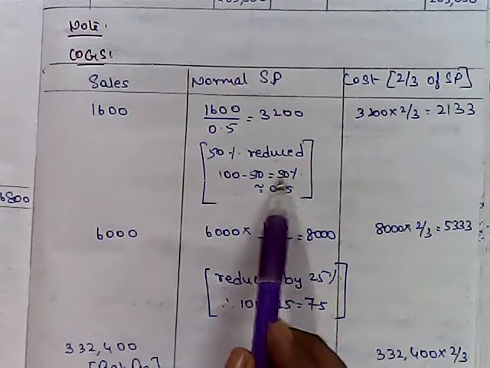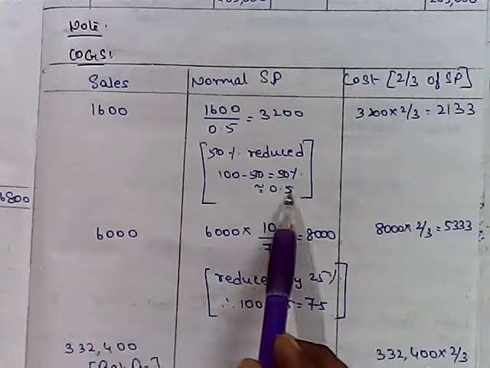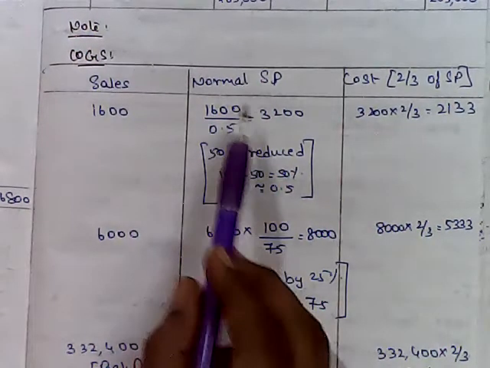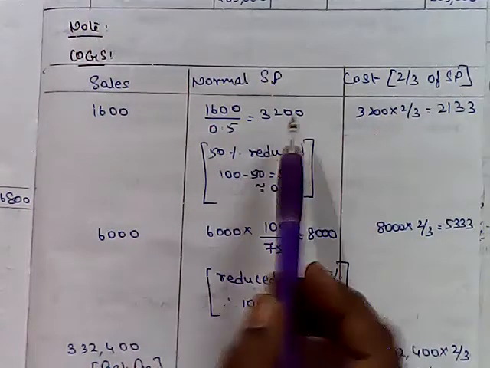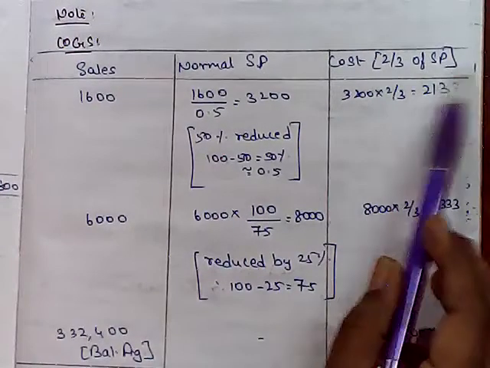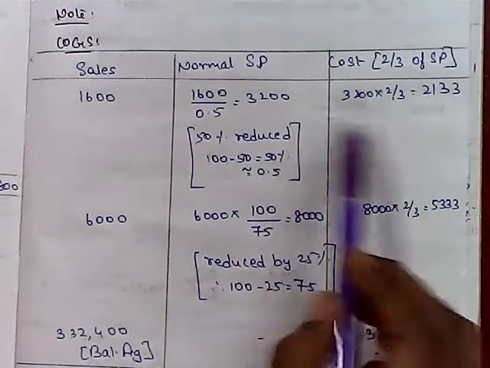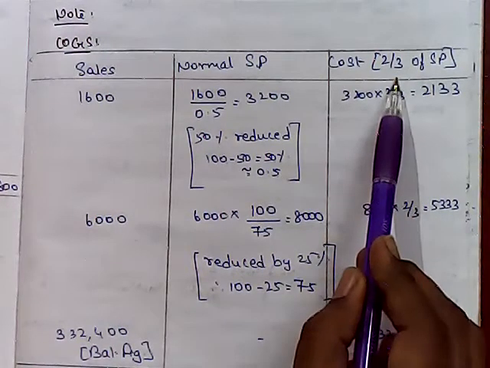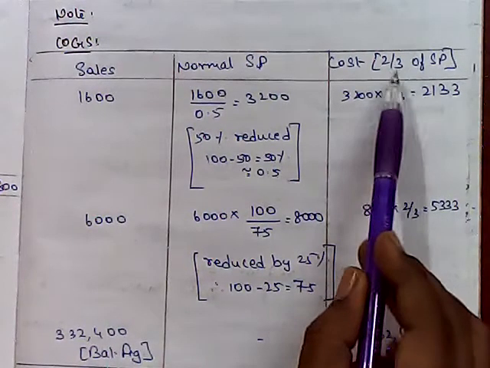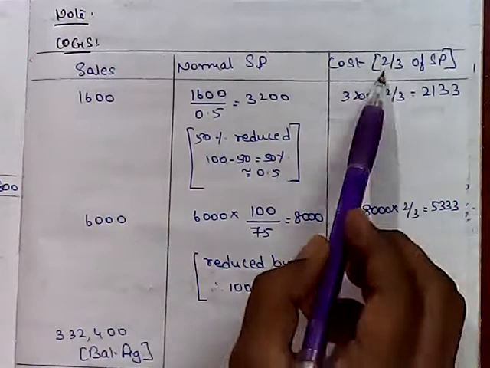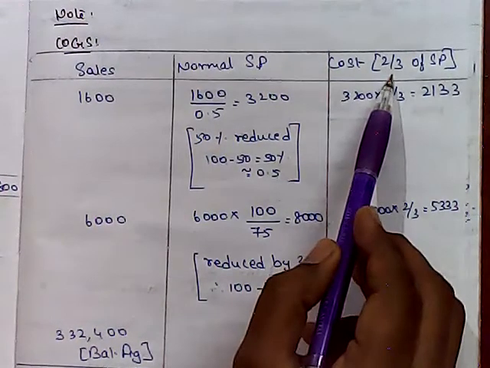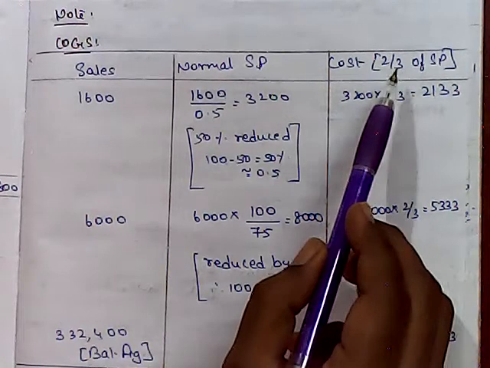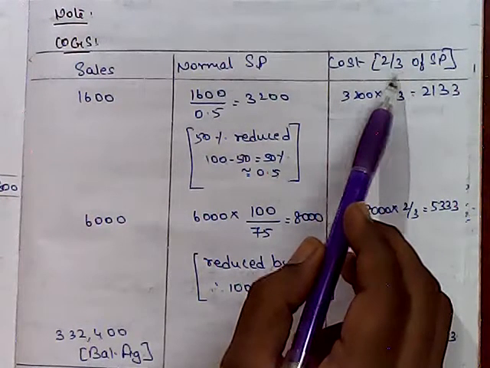So this 50% is nothing but 50 divided by 100, which is 0.5. This 0.5 only we are writing here, which gives 3200. So the cost will be 2/3 of the selling price. So 3200 into 2 by 3, which is 2133. This 2 by 3 is not given in the question. This is just an assumption which we are making. If it is not given, you can assume it to be 2 by 3. In any question on insurance claim, if the cost is not given, you can assume it.